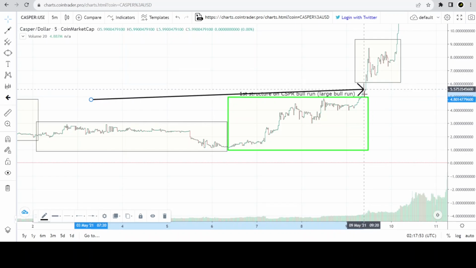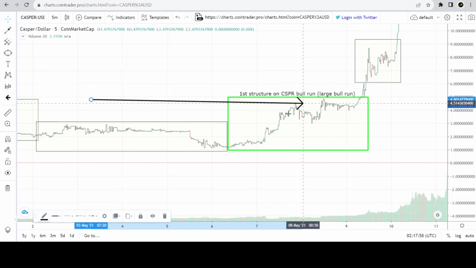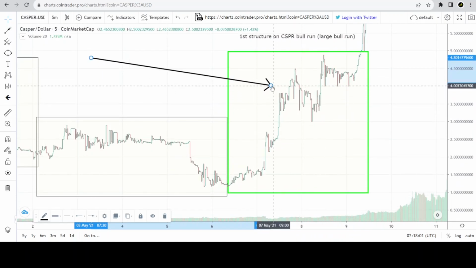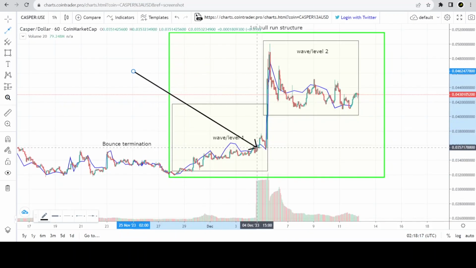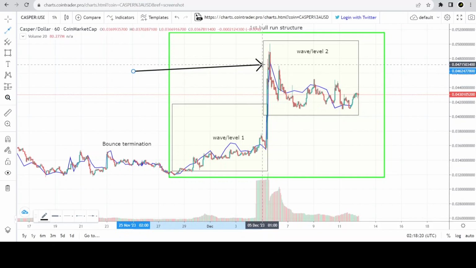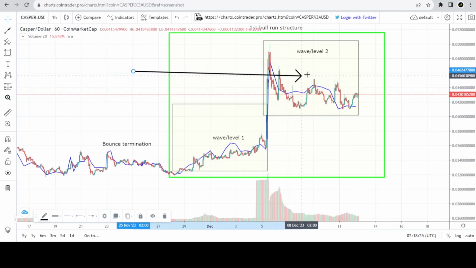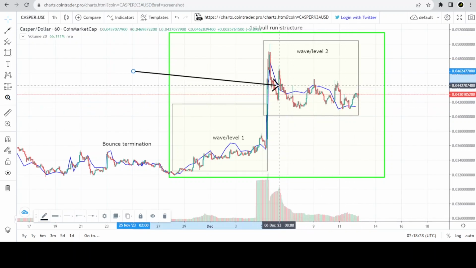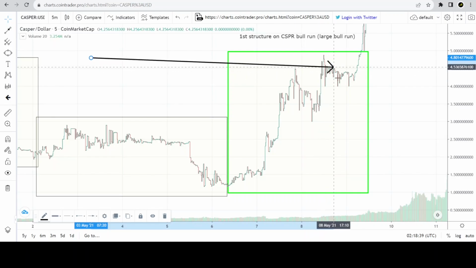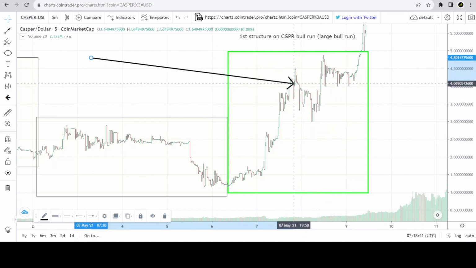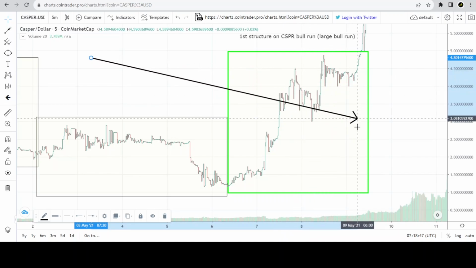Now, before the next structure, there is this potential pullback that could take place. We will discuss this structure once we enter into that structure. So the other option is this. We have completed level 1, and with this move up, I have just made this fractal larger. We have potentially completed the second level or wave, and if that is the case, price would move up and then consolidate again. And in that consolidation, it may go back into this consolidation zone and even potentially drop.